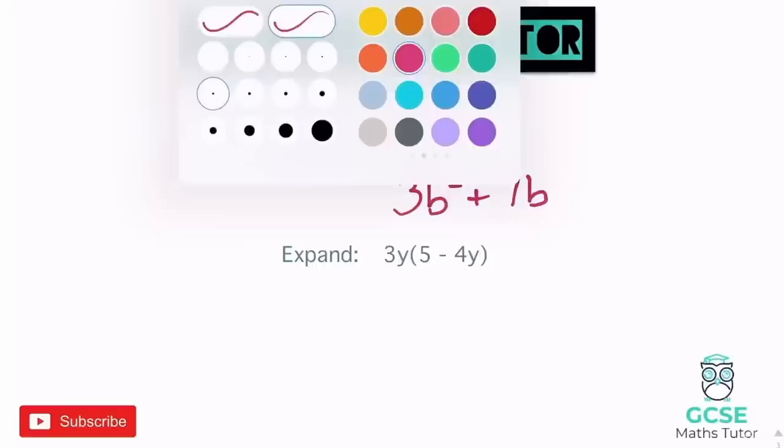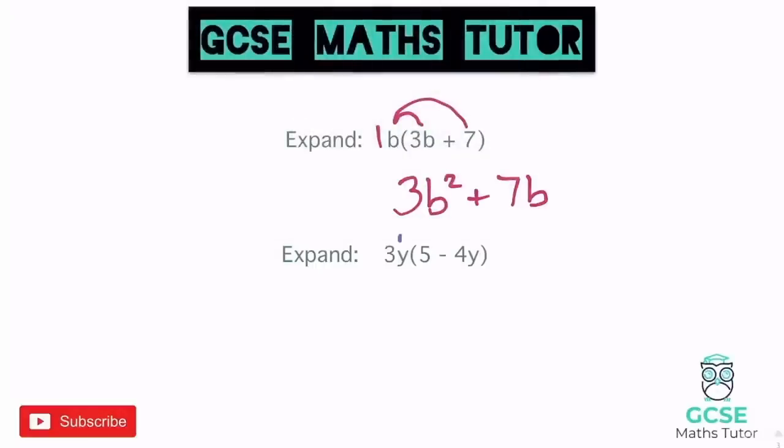On to expanding below. We have 3y times 5. 3 times 5 is 15, and we've got the 1y there, so we'll leave that as a y. And then 3y times the 4y, well 3 times 4 is 12, y times y is y squared, and then again copying that symbol as a negative.